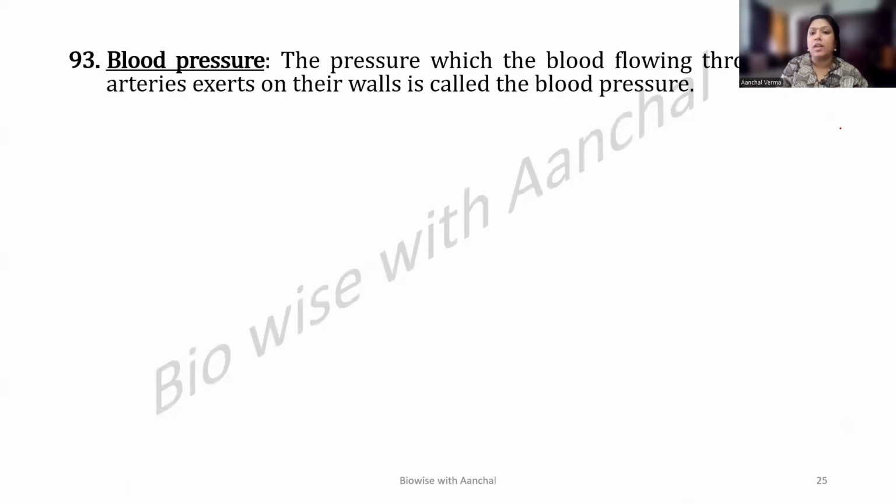Okay. Then blood pressure. The blood pressure is the pressure with which the blood flowing through the arteries exerts on their walls. So whenever there is a ventricular systole, the blood is being pumped out or forced out, there is a pressure on the arterial wall, and that is called the blood pressure. So generally it is by the systolic pressure, by the diastolic pressure. Okay.